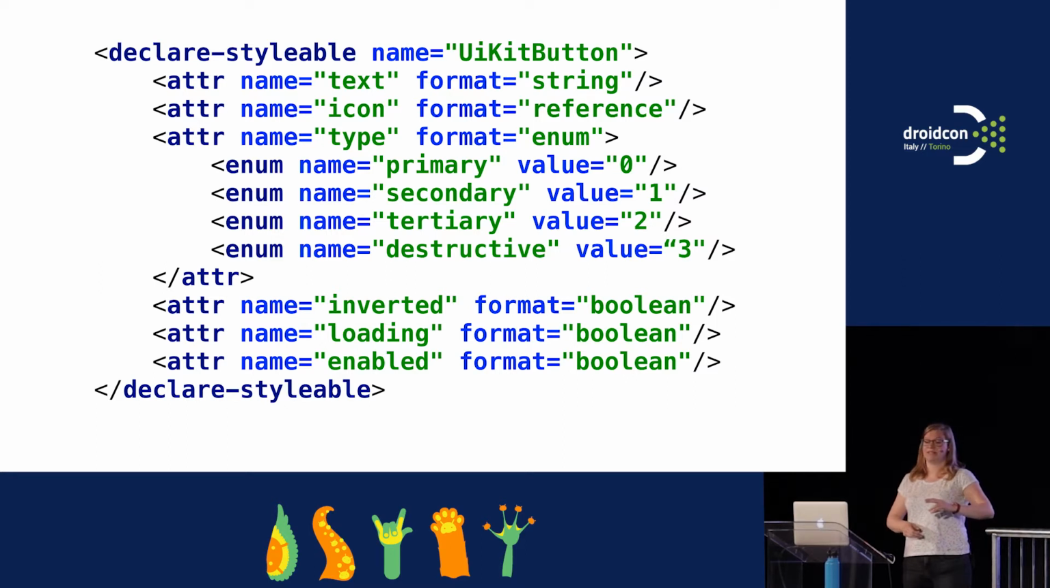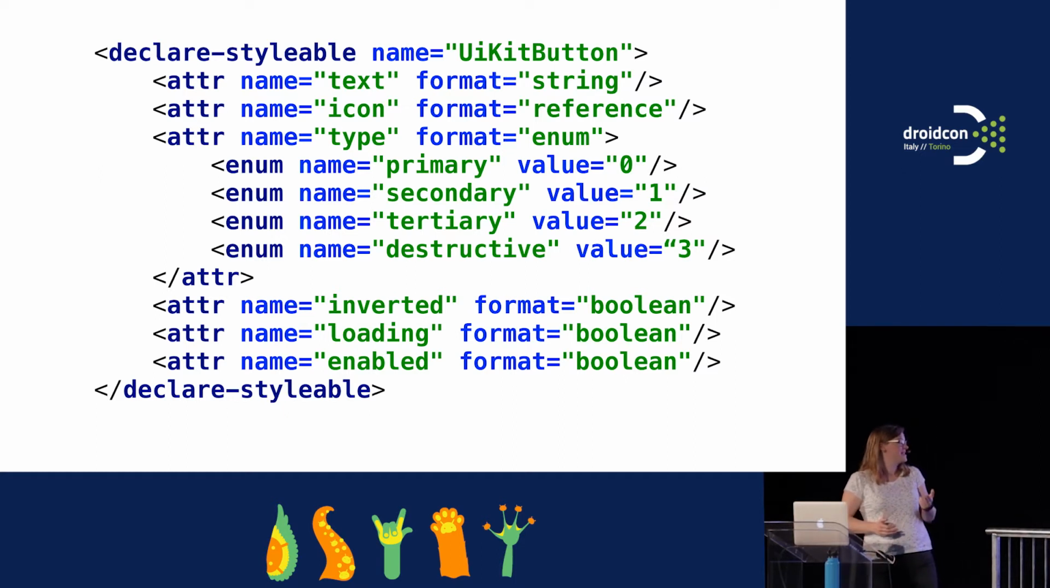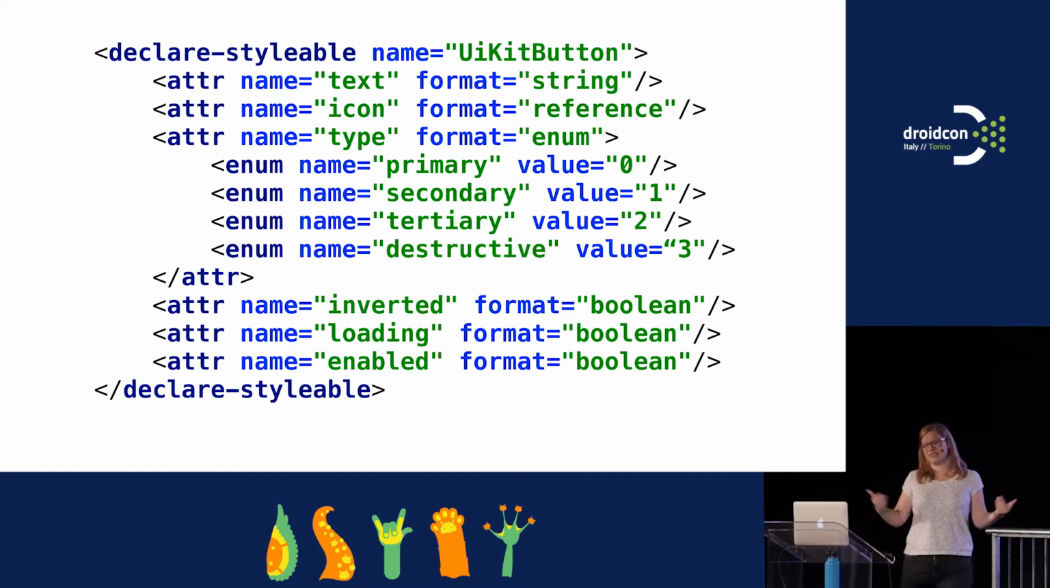So exactly these properties exist in our design system for the button component. Okay, so these are quite a few properties. You have a text, an icon, a type. Is it inverted, or is it loading, or is it enabled? So these are quite a lot, and you don't want to set them every time. So we also came up with some sensible defaults.